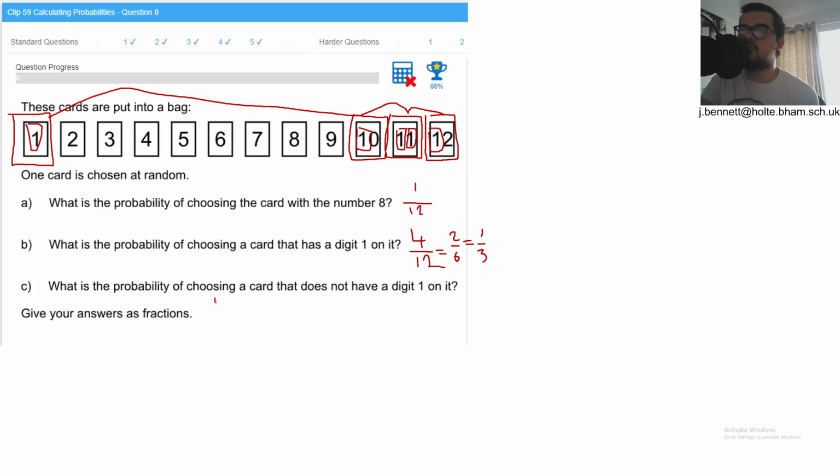So we have 1/3, which is the probability of having a digit 1, plus our unknown, which is not having a digit 1 on it, equals 1. And that is just 2/3. You can also do this by counting the number of cards that don't have a 1 digit, and you'll count 8. You'll count these 8 here, and then do 8 over 12, simplify to 4 over 6, simplify to 2 over 3. Okay, so we've got one more question.